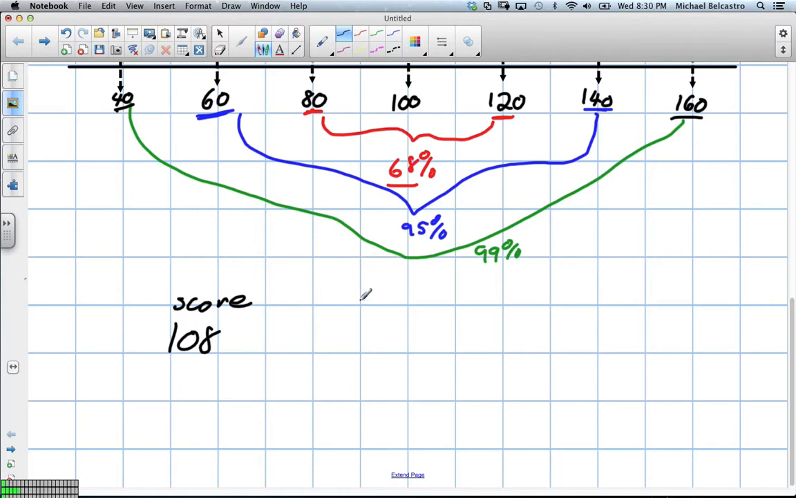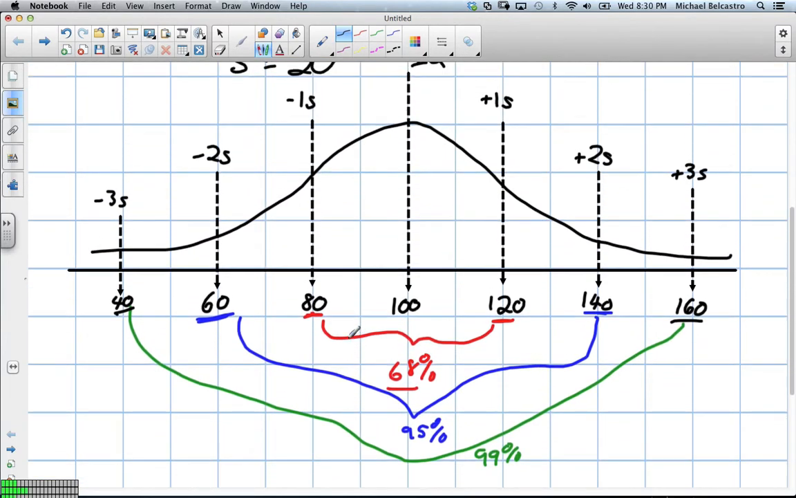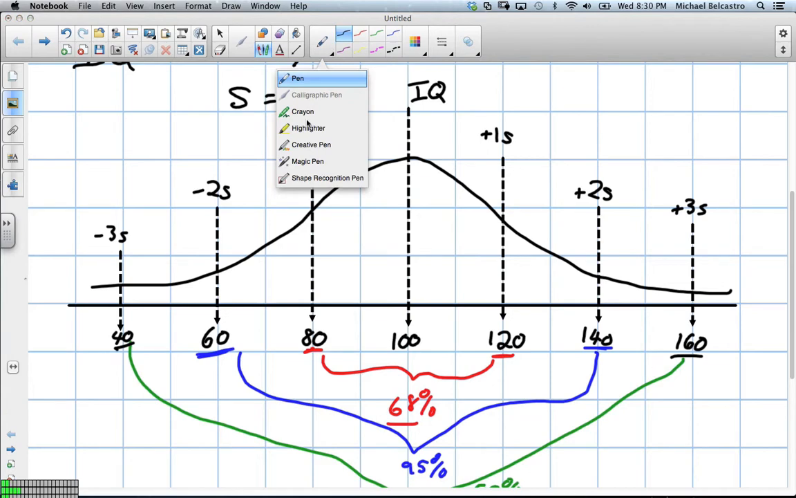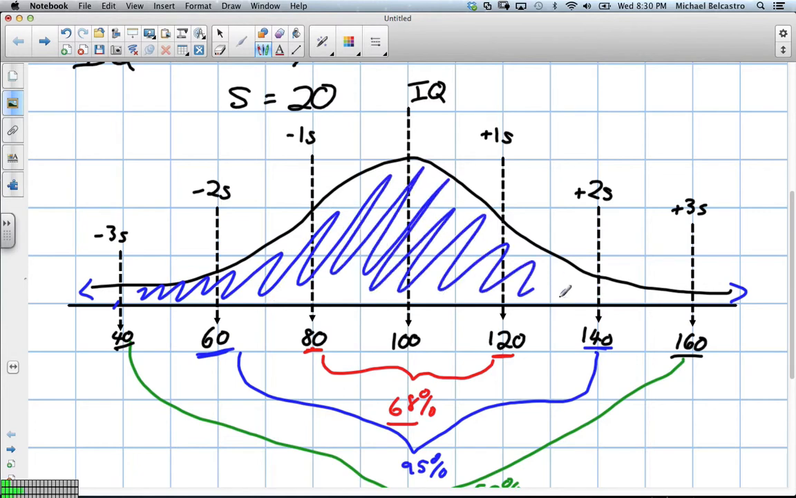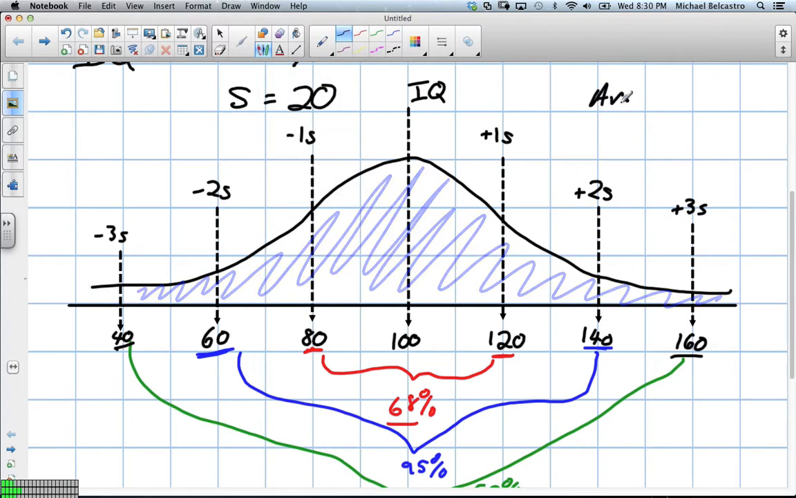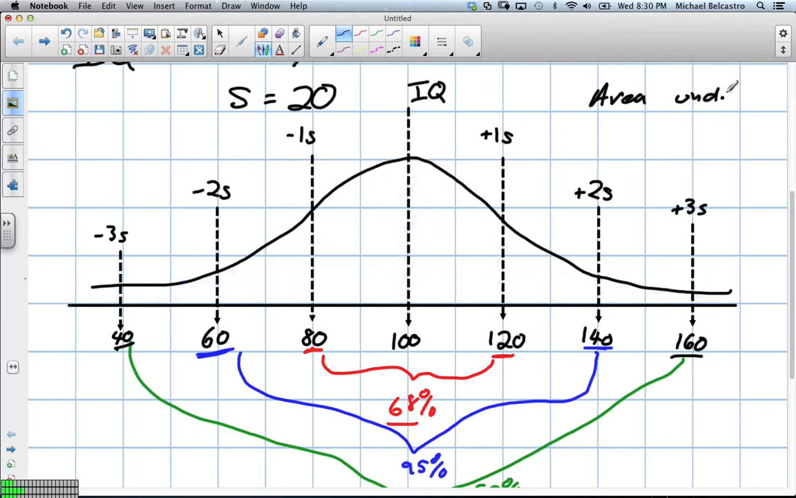Well, we want to figure out where you fall in the world's population. Technically this curve continues like this. The entire area under this curve, think of the area as being 1, so 100% of the area. And that 1 as a percentage is 100. So the area under the curve is considered 1, or known as 100%. That makes sense.